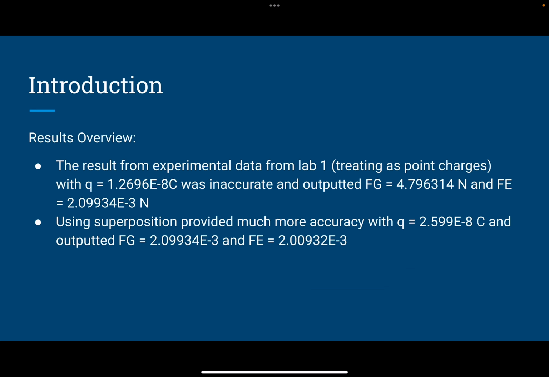Results overview. The results from experimental data from lab 1, which we treated as point charges, had a charge of 1.27 times 10 to the negative 8th, and we showed this was very inaccurate using my model, as the force of gravity was much larger than the electric force. Using superposition provided much more accuracy, as the charge was 2.6 times 10 to the negative 8th coulombs, and as you can see, the gravitational and electric force came out almost equal.